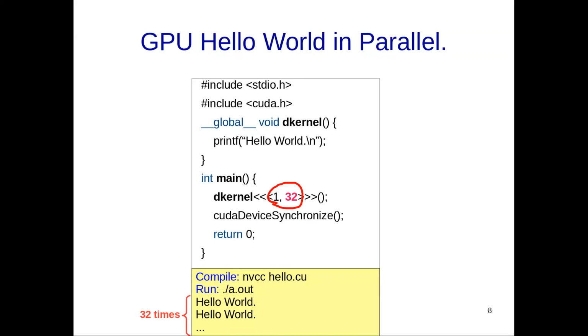Yuvraj is asking, what is the maximum number of parallel threads I can try? In this case, you will be able to try up to 1024. So 1024 is the maximum that you will be able to try. Beyond that, we will have to change the first number. I'll come to that part soon.